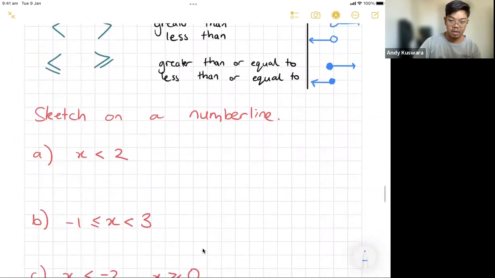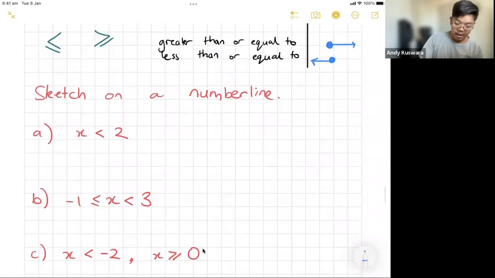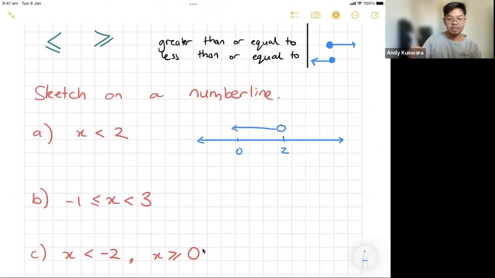If I wanted to sketch these on a number line, in this case, it says x is less than 2. I'll draw my number line. I'd put 2 on there. I'd also maybe put another reference point like 0. And if x is less than 2, I'll put an open circle on top of the 2 and show that the region that I'm talking about is to the left of the number 2.